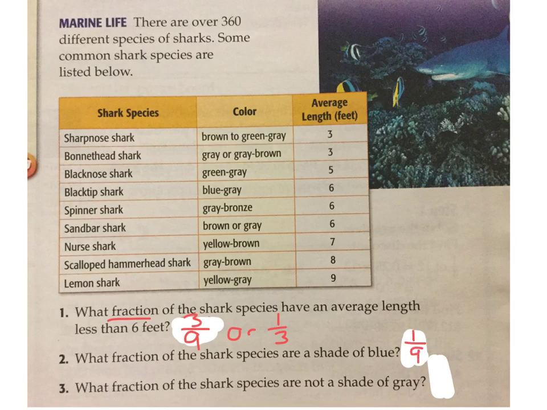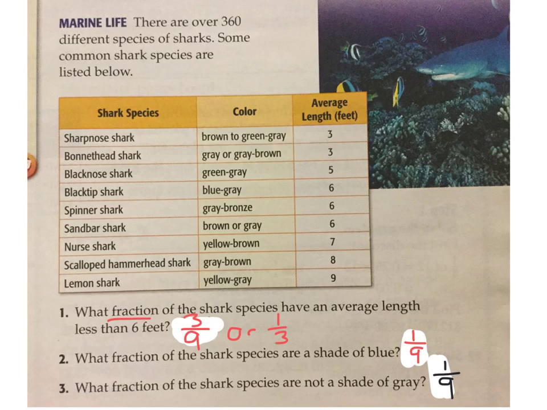Then the last one, what fraction do not have a shade of gray? So how many of them do not say gray? I see 1. Just 1. There's just 1. Okay, so how many do not have gray? 1 out of 9. Any questions on that page?